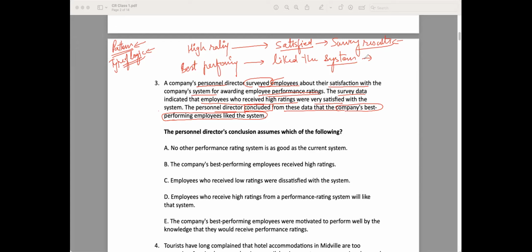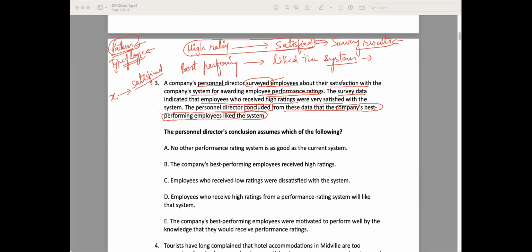Now, the pattern that I'm talking about here is, let's talk about that. And I'll be talking in abstract terms without getting into details. Details blur our vision. We need to remove the details and see the structure of the argument. The information given is that the people who got high ratings are satisfied. X, people in X category are satisfied with the system.